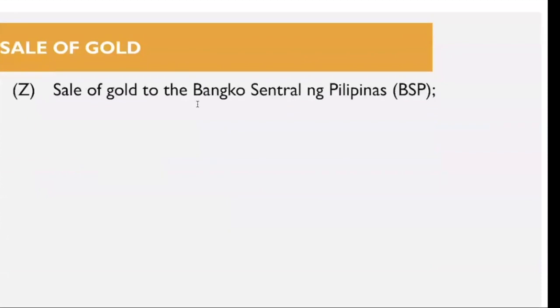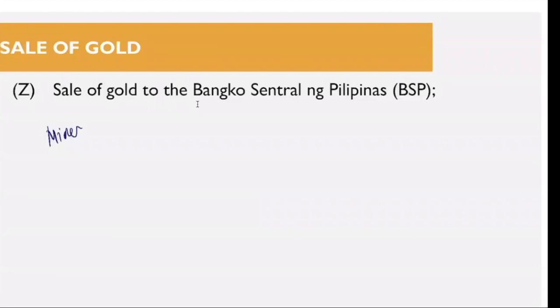Next, sale of gold to Bangko Sentral ng Pilipinas. If you have here sale of gold to Bangko Sentral ng Pilipinas, normally, who sells? The miner. Sir, why is this considered exempt? This is considered exempt because, guys, normally gold is a signal of the purchasing power of one country. So the greater your gold reserves are, you have the higher purchasing power. And normally, the number of your gold reserves is a signal for you to whether or not create more bills or you will stop creating bills.